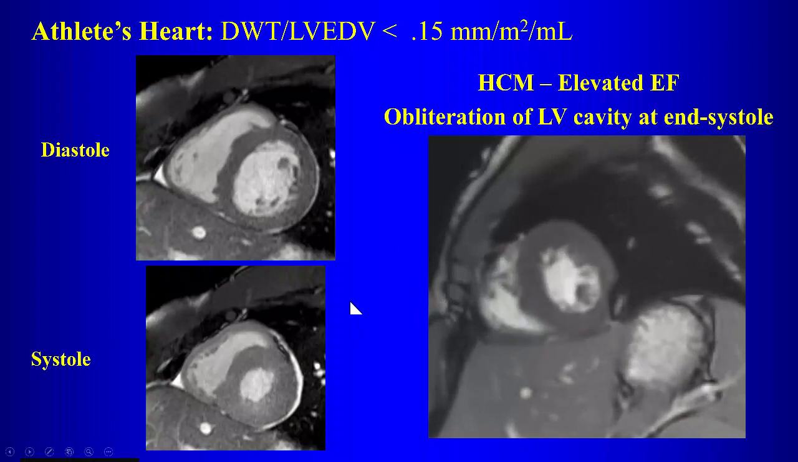Although in cases where it's still questionable, they will just ask the person to stop training. And then what happens is that the hypertrophy goes away after a few months of stopping training. So athlete's heart is a differential in young patients, especially if they are heavily training athletes.